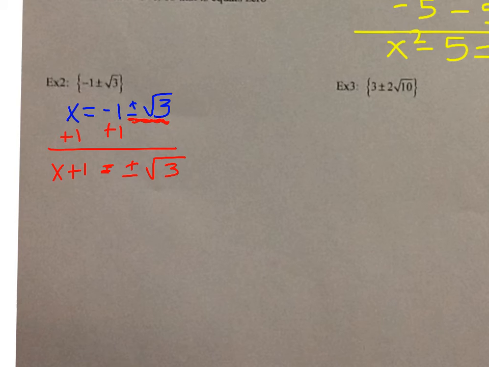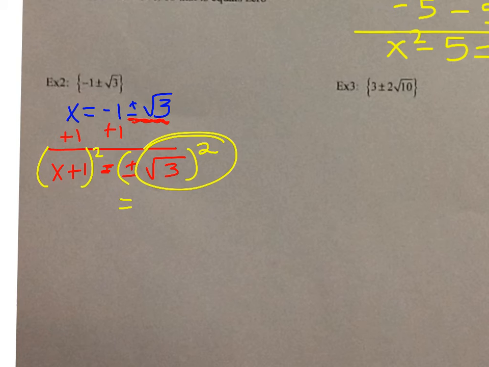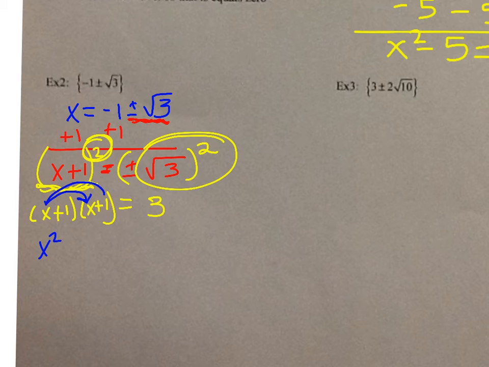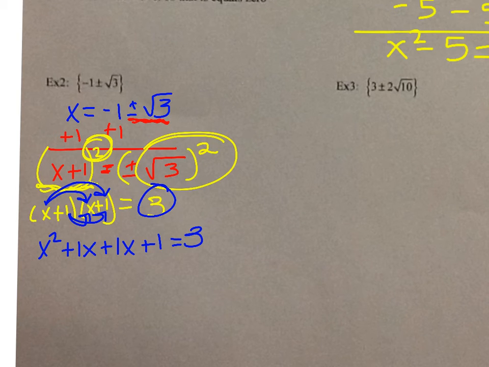All right, so now we're going to square both sides. That's how I'm going to get rid of the square root. Now, on the right side, just plug this into the calculator, radical 3 squared, and what you get is 3. Now, the left side, x plus 1 squared, means to do x plus 1 times x plus 1. So now we're going to double distribute. We have x times x is x squared. x times 1 is 1x. 1 times x is 1x. And 1 times 1 is 1. And remember, it's still equal to 3.